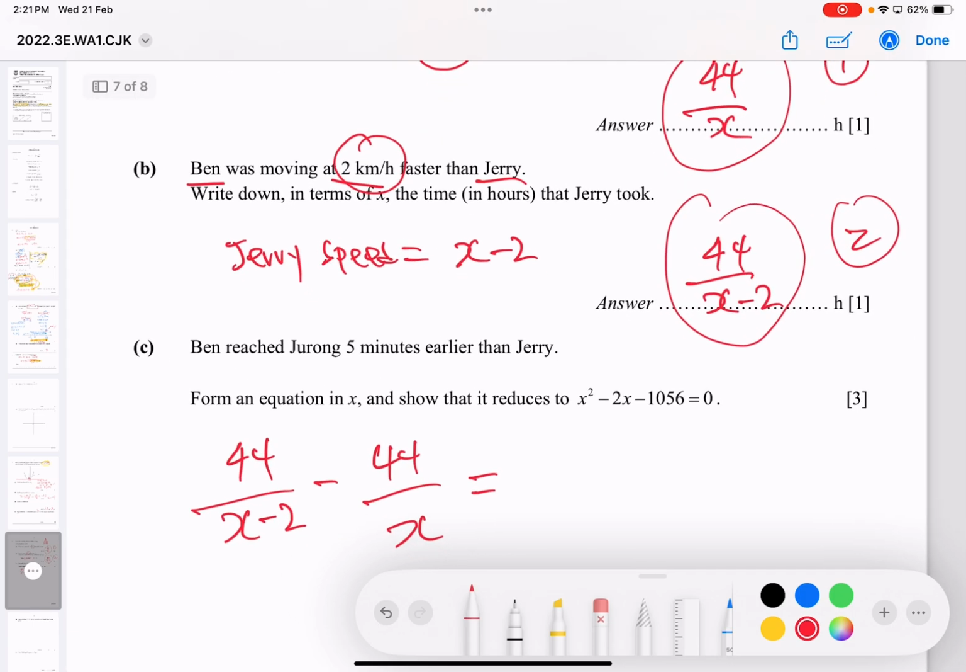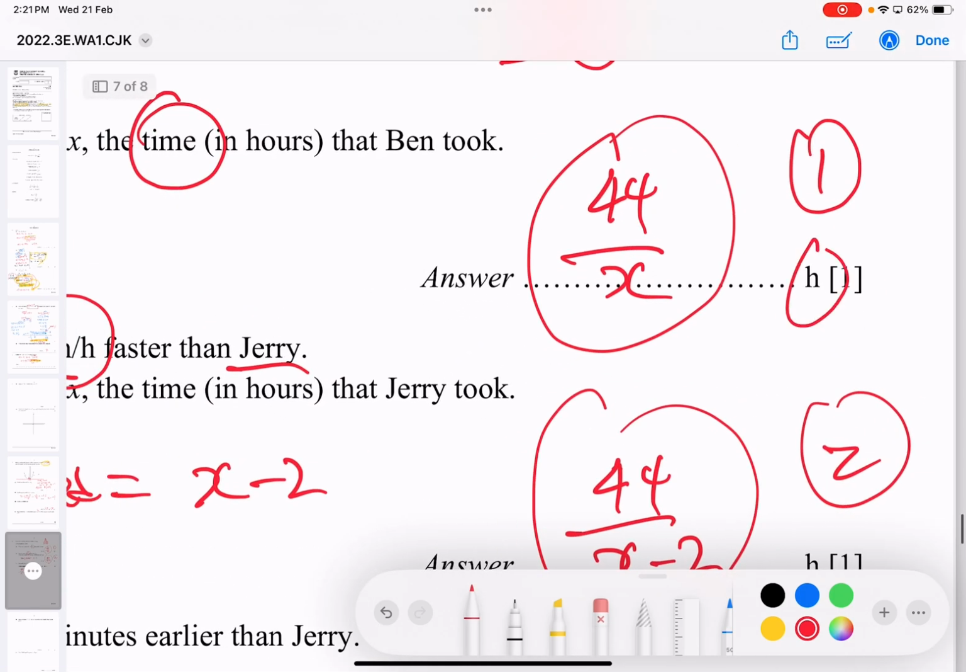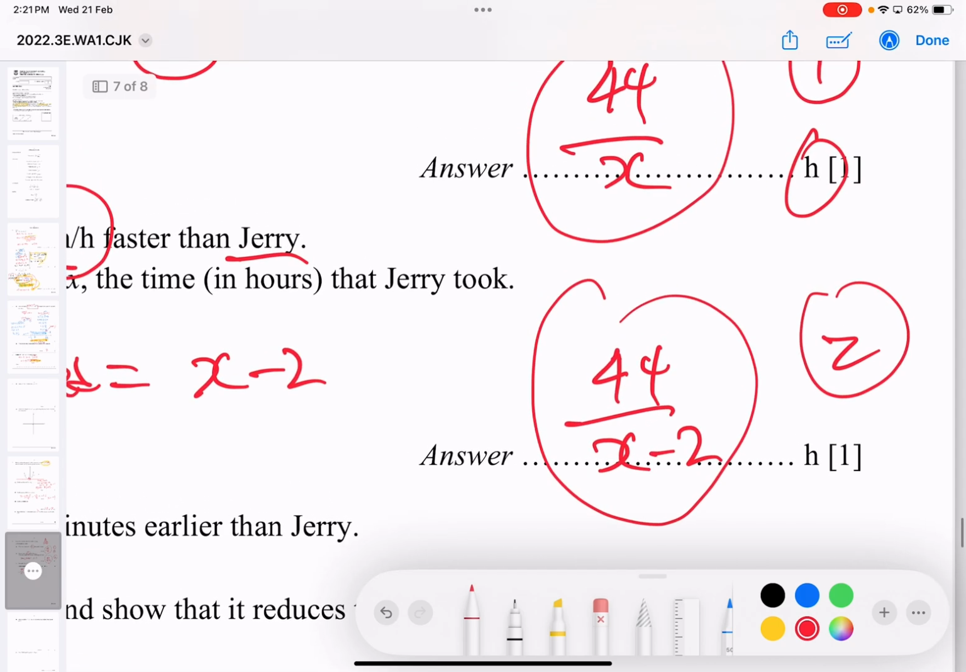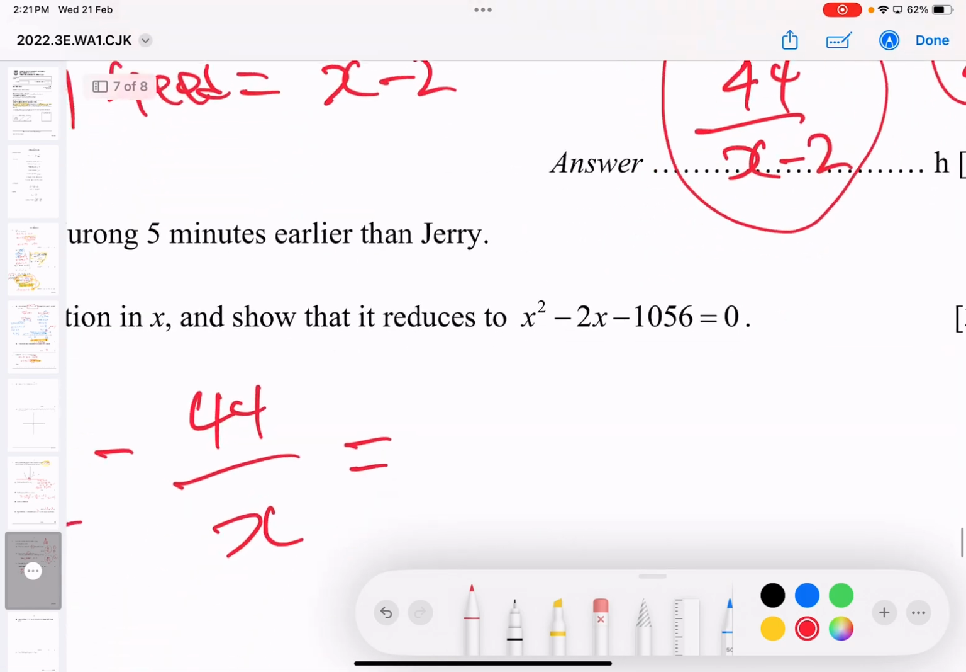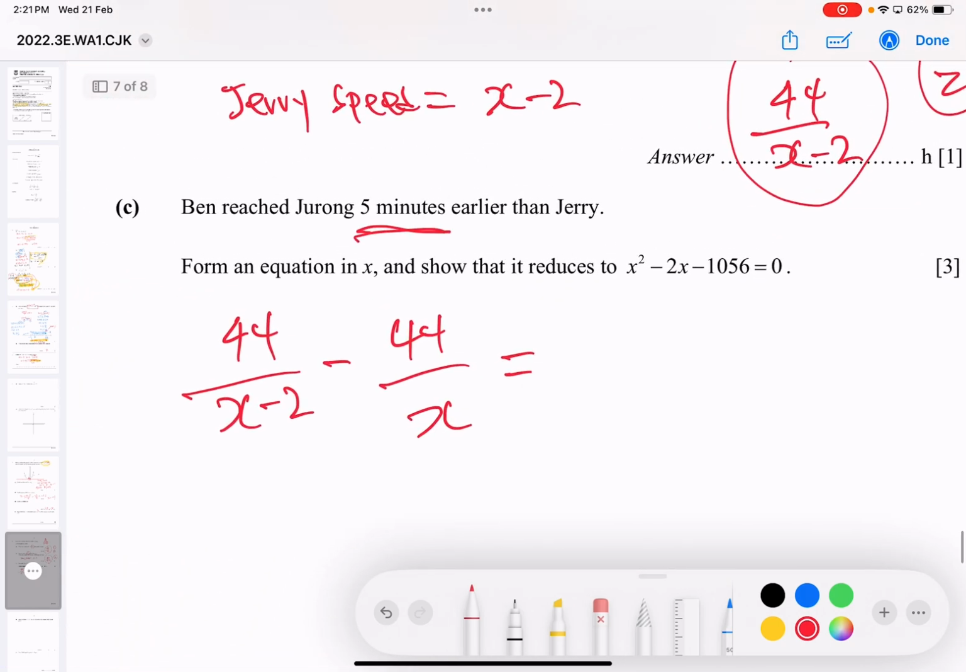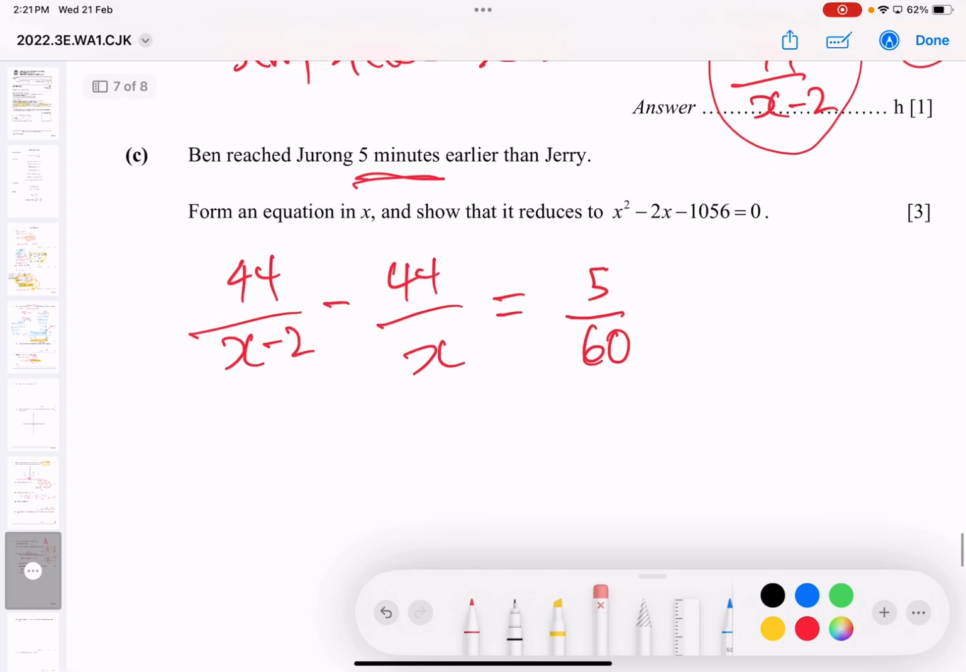Now, this time is in hours. If the difference in the hours is 5 minutes, we need to convert this 5 minutes to hours. So here we must divide by 60. If you divide by 60, you will get 1 over 12.